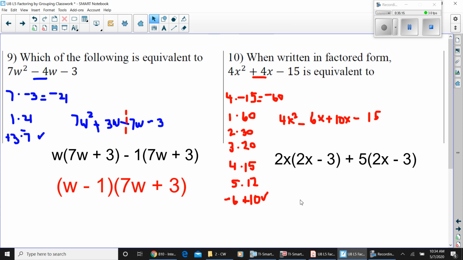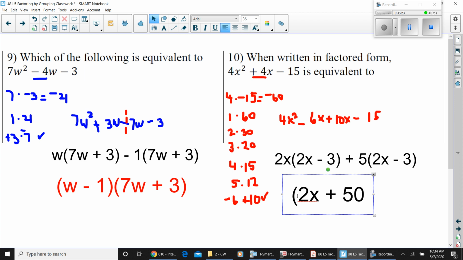Now you can go ahead and get your final answer. You use the 2x plus 5 as your first binomial because those are outside of the parentheses. And then you have the 2x minus 3. Oh my goodness. All right, there we go. And those are your answers.